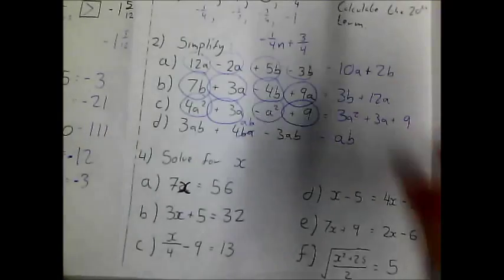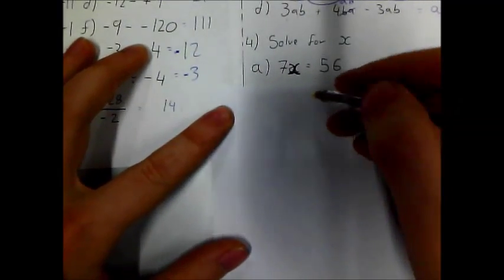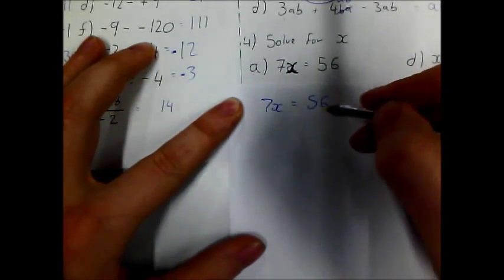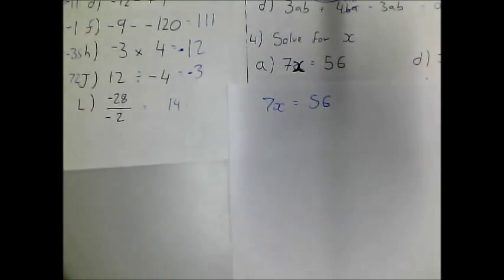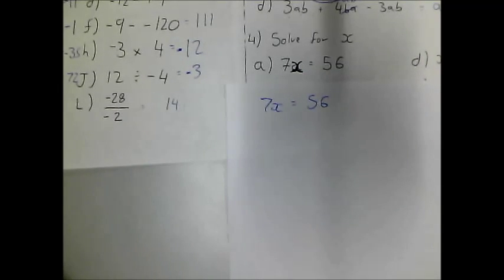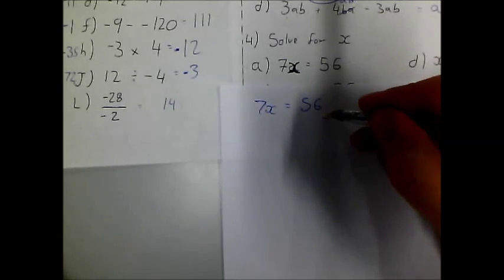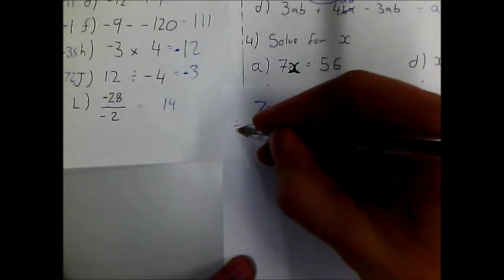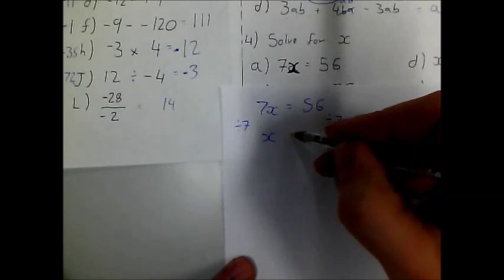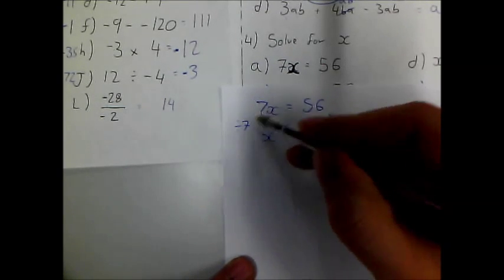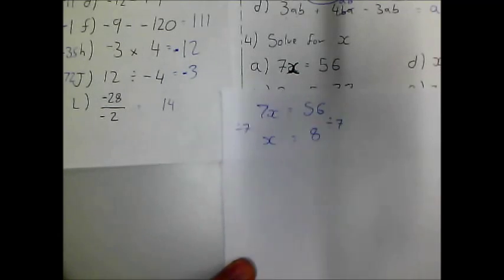Finished. Okay, for the final questions, I'm going to do it on a blank piece of paper, so I've got enough room. So my first question is 7x equals 56. Now the opposite of multiplying by 7 is dividing by 7. So I'm going to divide by 7 both sides. I'm going to get x equals 8. 7x divided by 7, the 7 cancels, 56 divided by 7 is 8.